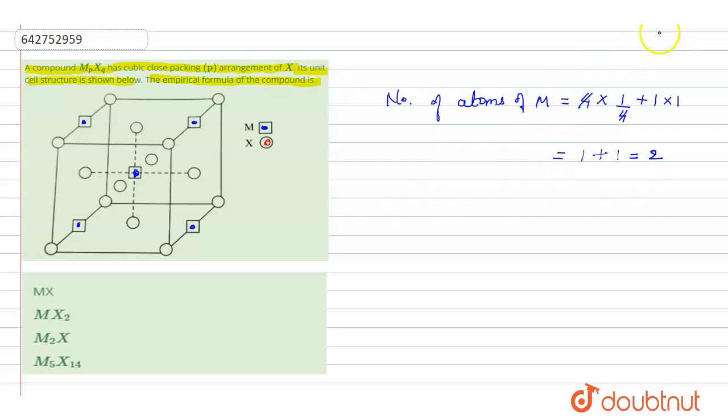Now here we see about the number of atoms of X. So here you see that the number of atoms X are present at the corners. So here they are present at the corners and at the face center. So here we see that the number of atoms present at the corners are 8, and the contribution of the atoms will be 1 by 8 here. And here 6 atoms are present at the face center, and the contribution for this will be 1 by 2.